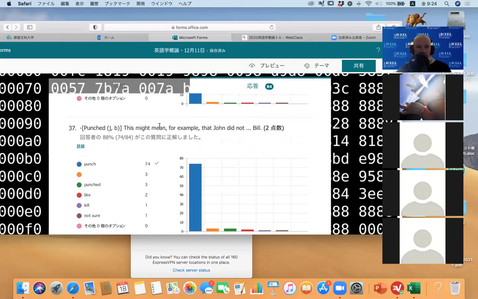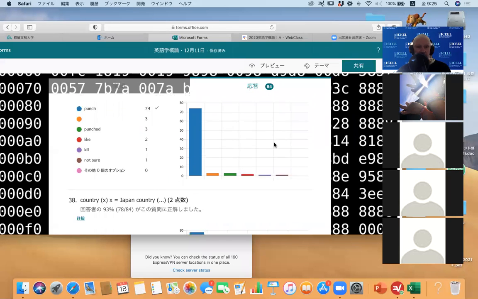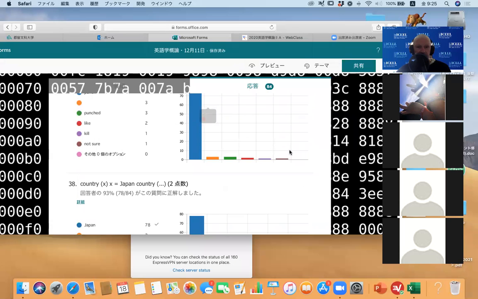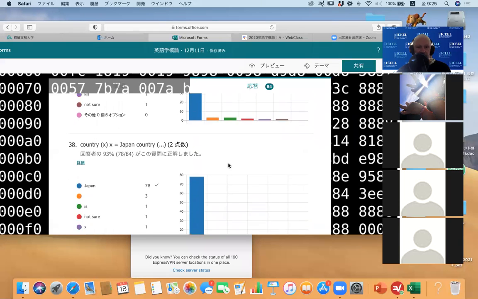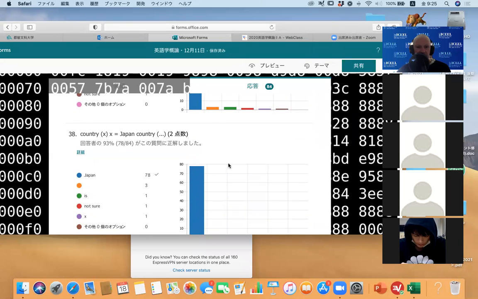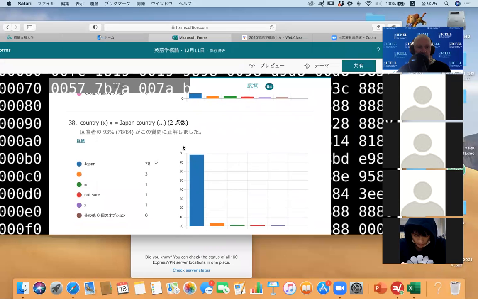Okay, and then not punched JB, that might mean, for example, that John did not punch Bill. Yes, no problem. Be careful with the grammar. Country X, yeah, we're doing this again today a little bit, but everybody got it, no problem. So this is fine. Country X, X equals Japan country. Yes, Japan country X, Japan.